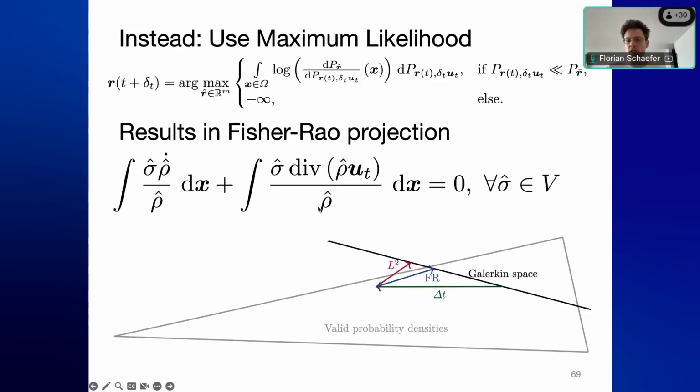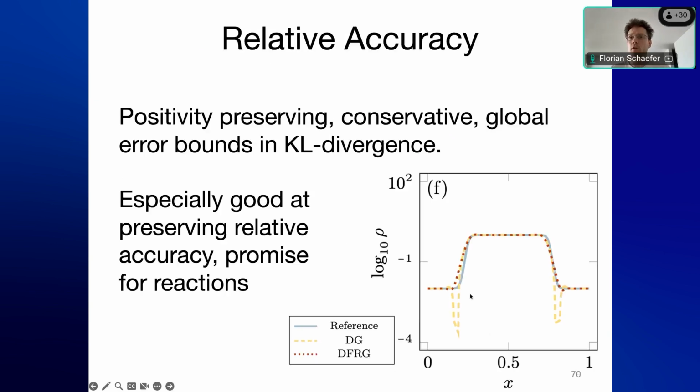And the idea is that this inverse of the current density is going to ensure that this projection respects the structure of the manifold of probability distributions. And so you observe that we get improved relative accuracy. Here you see in red our method and in yellow the DG method, and you see that the DG method tends to produce, even though up here it's perfectly fine, large relative accuracy errors, because as you have some small Gibbs oscillations here, you're going to drop close to zero, and in relative terms it gives you a large error.